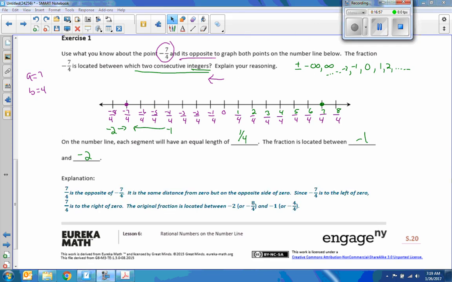And here's the explanation. I brought it in so you didn't have to see my poor handwriting. Okay, 7/4 is the opposite of negative 7/4. It is the same distance from 0, but on the opposite side of 0. Since negative 7/4 is to the left of 0, 7/4 is to the right of 0. The original fraction is located between negative 2 or negative 8/4, and negative 1, which is negative 4/4. Okay? So there you have it.